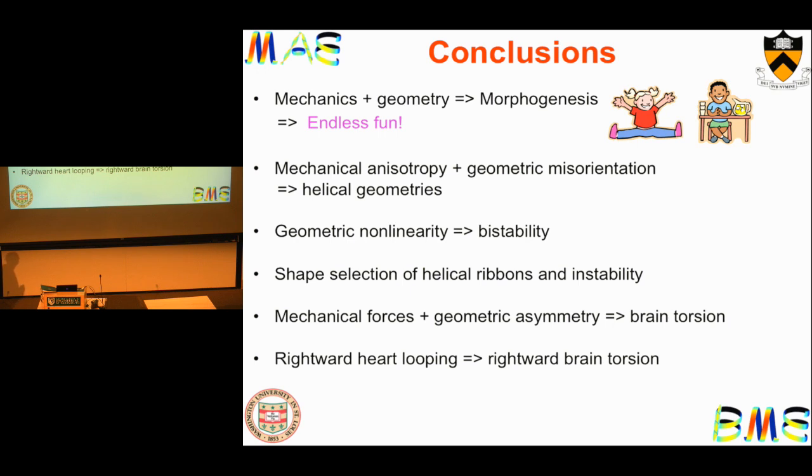And for the brain torsion problem, we showed that external forces from the Thayer membrane is important in causing the brain to twist, and that the asymmetry of the heart looping actually determines the direction of the brain torsion.